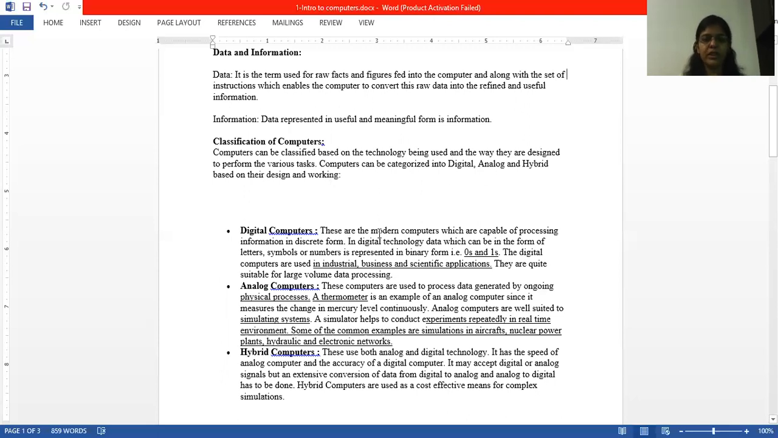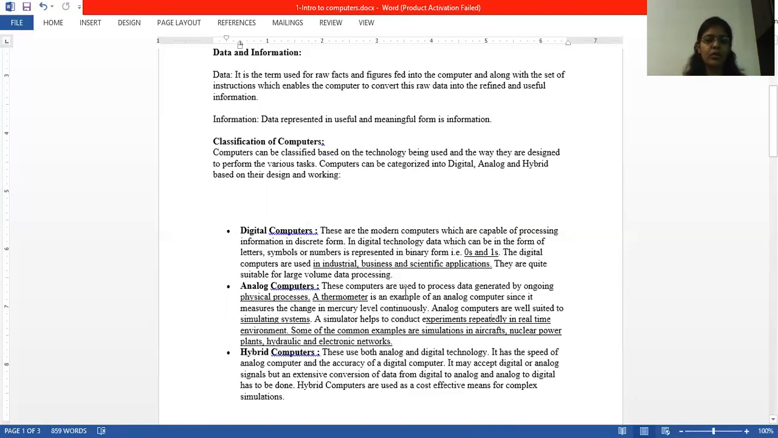Digital computers are the modern computers which are capable of processing information in discrete form. We understand the word digital: it can take input in the form of 0 and 1 and show output in the form of 0 and 1. Here data can be represented in the form of symbols, letters, numbers, and represented in the form of binary, that is 0 and 1. This is the basic working of digital computers, and we use digital computers for industries, for business, for scientific applications.